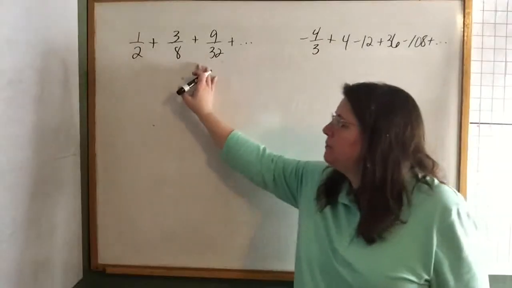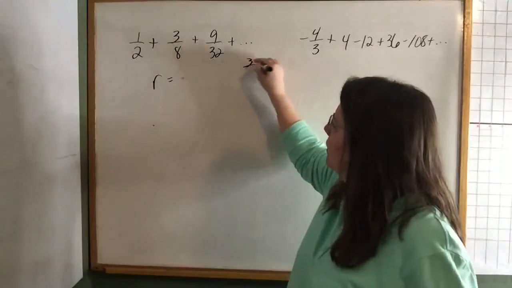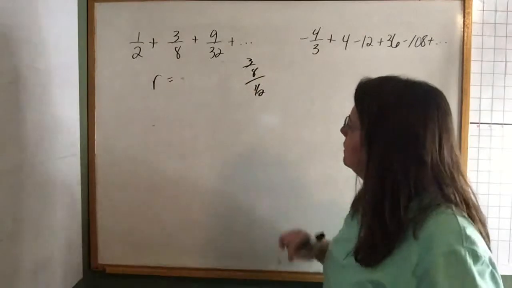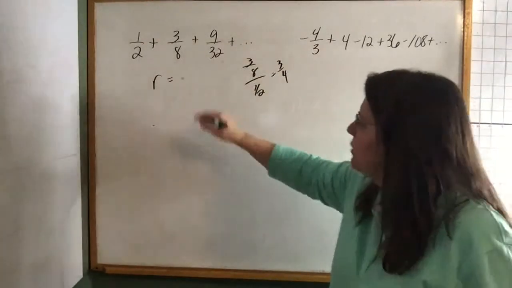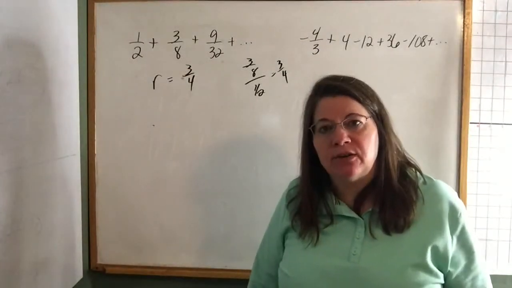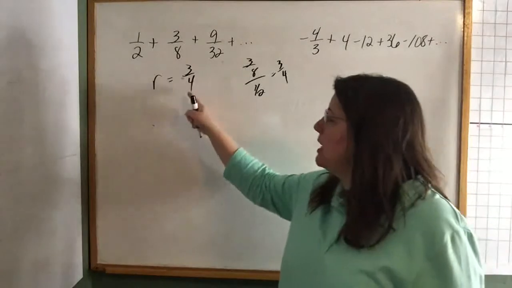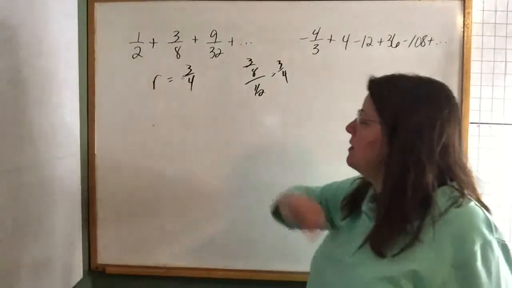For this one, our r value, if I divide 3/8 by 1/2, we get 6/8, which is 3/4. So our r value is 3/4. So to determine if this is an infinite series, we would need this to be between -1 and 1, and it is. So this is an infinite series.